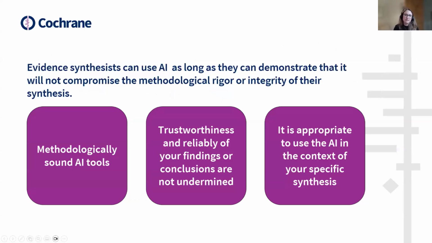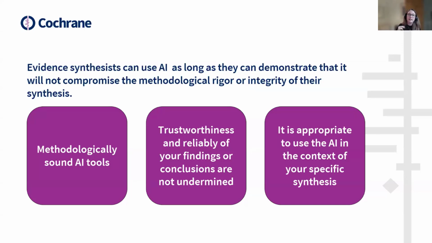Next is that in evidence synthesis, we can and we should use AI as long as we can demonstrate that it won't compromise on the methodological rigor or integrity of our synthesis. You need to be really critical of the evaluations of an AI system so that you can understand its limitations and whether it can be applied to the context of your review. And what's important here is having really clear justification and being able to demonstrate that the tools are methodologically sound, that they don't undermine the trustworthiness or reliability of your syntheses or your conclusions.